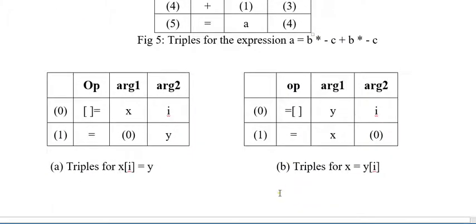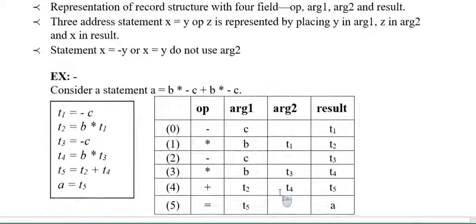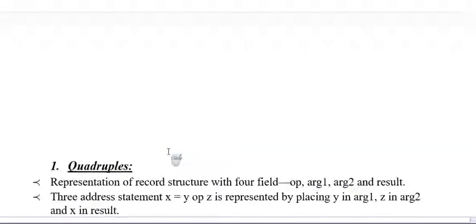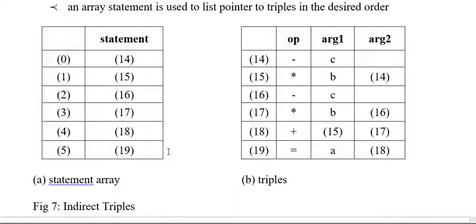Now triples have two types, indirect triples and triples. We have already seen triples. Now moving to indirect triples. In indirect triples we need to generate a statement array, like 0 is 14, 1 is 15, up to 5 is 19, which is a statement array. In indirect triples we use statement numbers instead of index numbers. That's the major difference between triples and indirect triples.